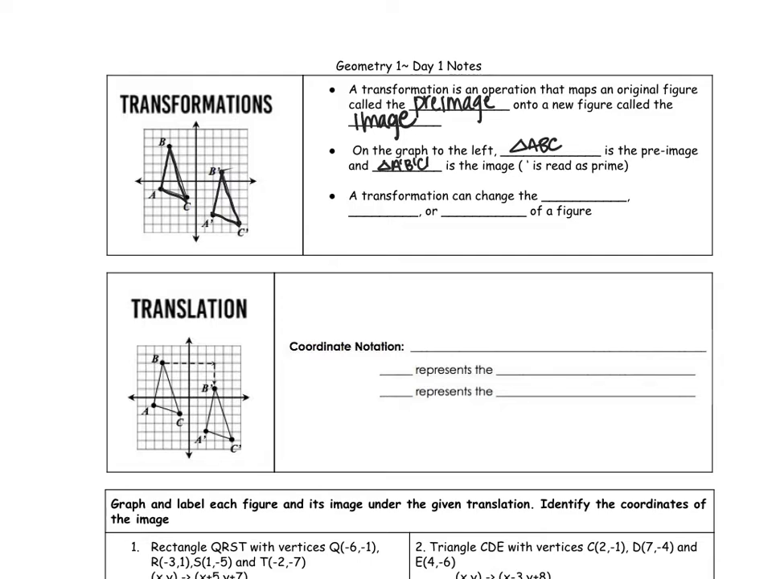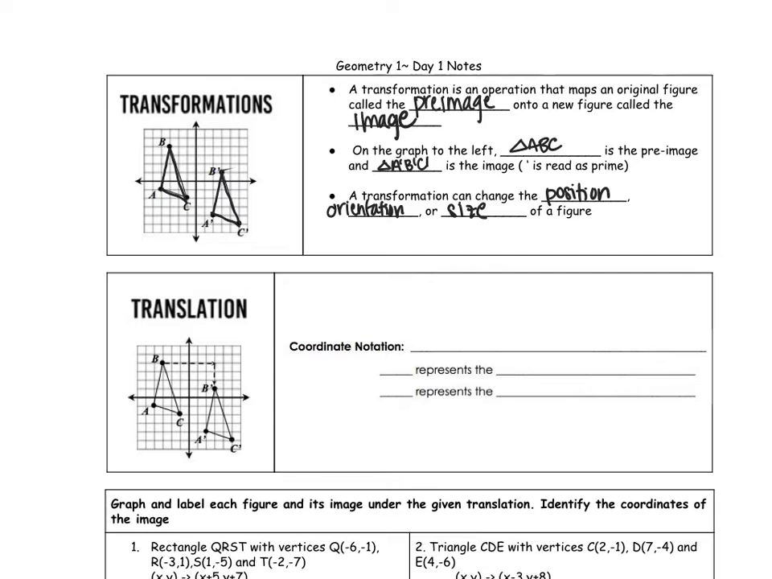So a transformation can change the position, orientation, or size of a figure. Okay, so the first one we're gonna look at is called translations.